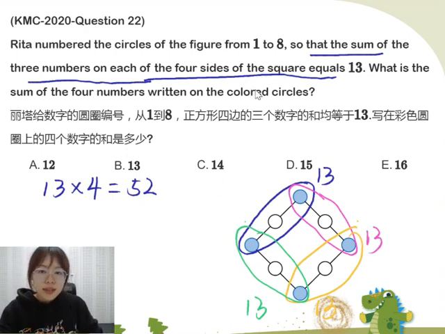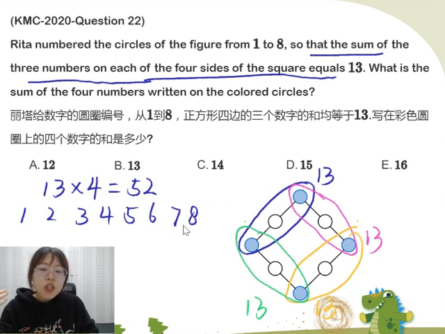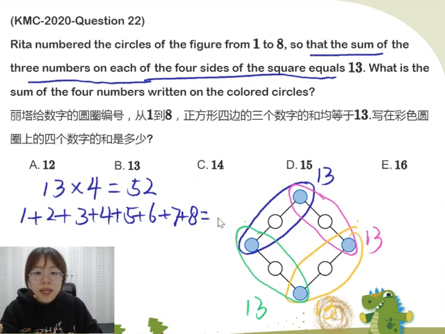But we also know another thing: these 8 circles hold 8 numbers, 1, 2, 3, 4, 5, 6, 7, and 8, just these 8 numbers. If we add these 8 numbers together, what's the sum? It's 36. It's not 52. Why do we have a larger sum when we put all the sides together, which is 52?